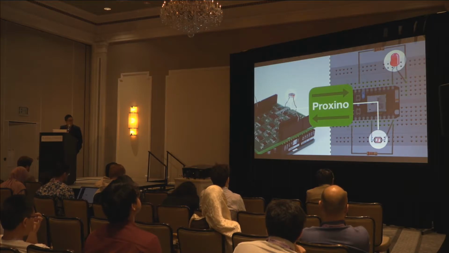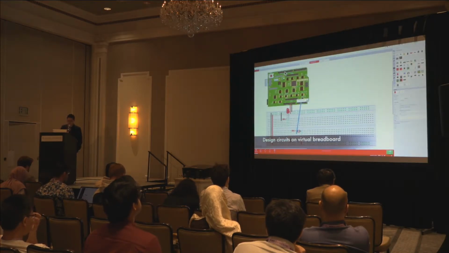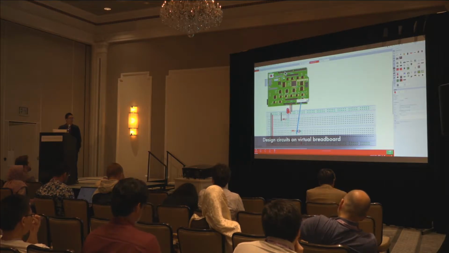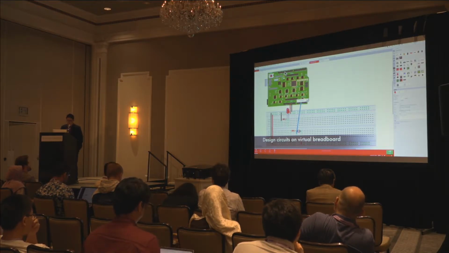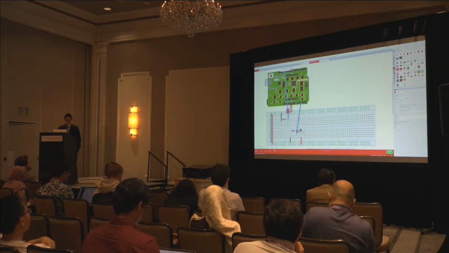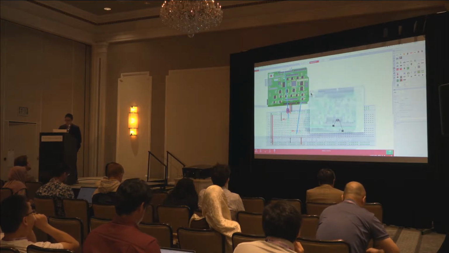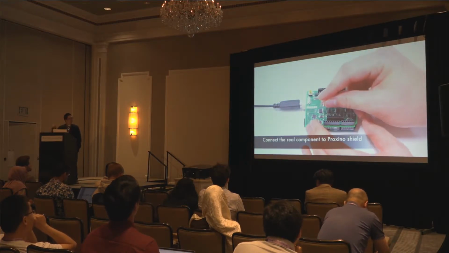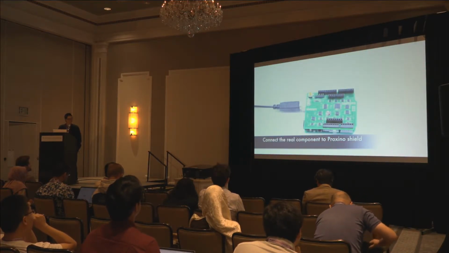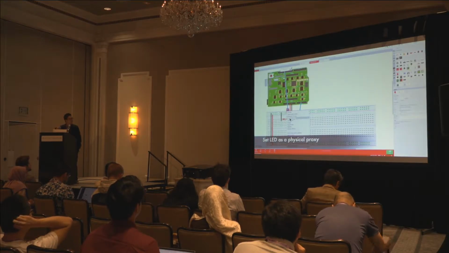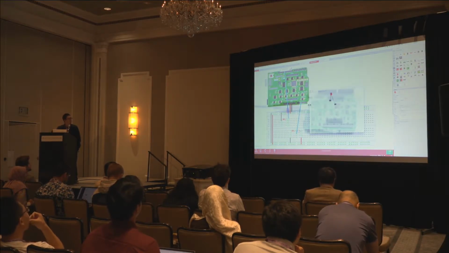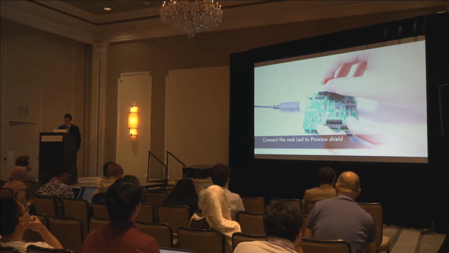Next, I would like to describe how to use Proxino. Using Proxino is very simple. A user first develops a circuit in a customized version of Fritzing. Fritzing is a popular circuit diagramming tool. When users want to set up a physical process, they can simply link the physical process to the virtual component and insert the real component into our shell. Again, link the component and insert the real one.